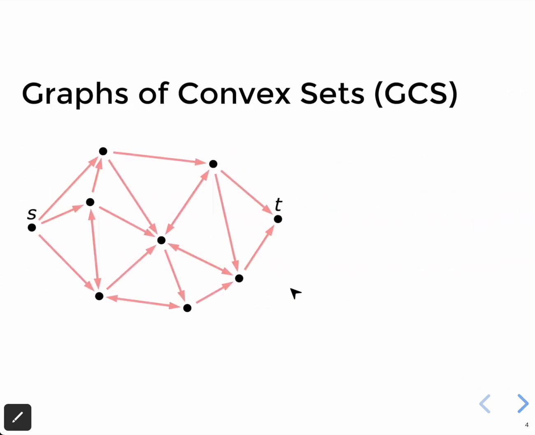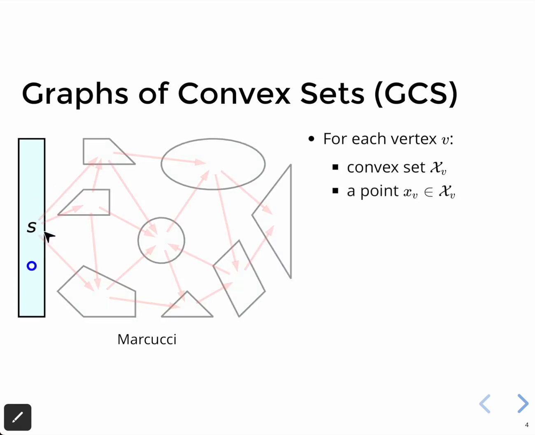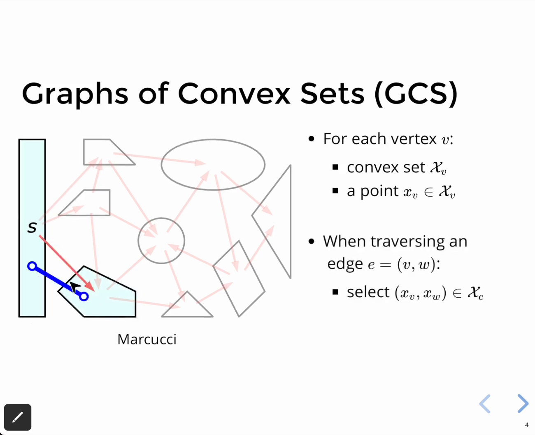Let's now take a look at graphs of convex sets. It's a structure that generalizes the classical graphs by assigning a convex set to every vertex. Right? So now anytime you visit a vertex, you must also select a continuous point inside of that set. When you traverse an edge, you must select two continuous endpoints that must in turn belong to this edge constraint set, and then you must pay a convex edge cost that is a function of these endpoints. It's a graph of convex sets.